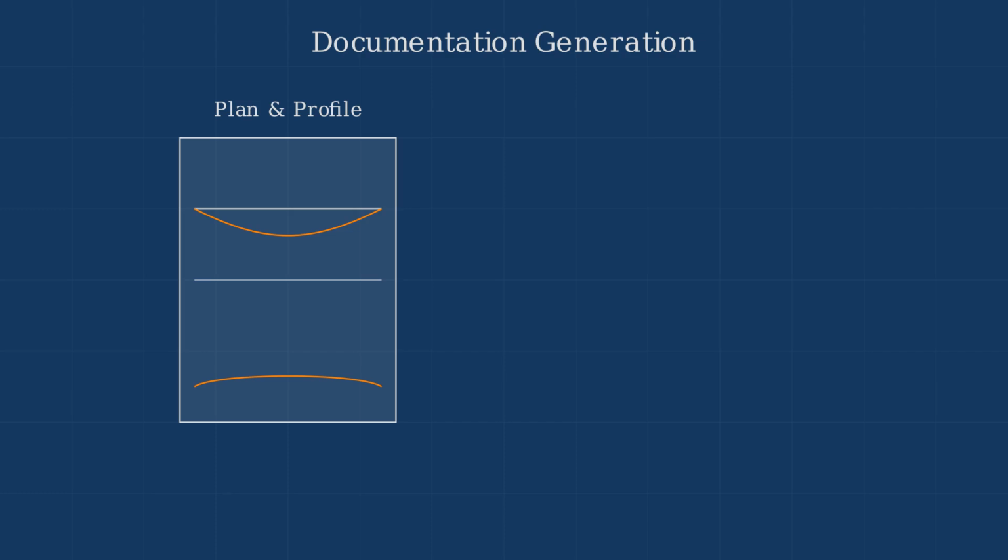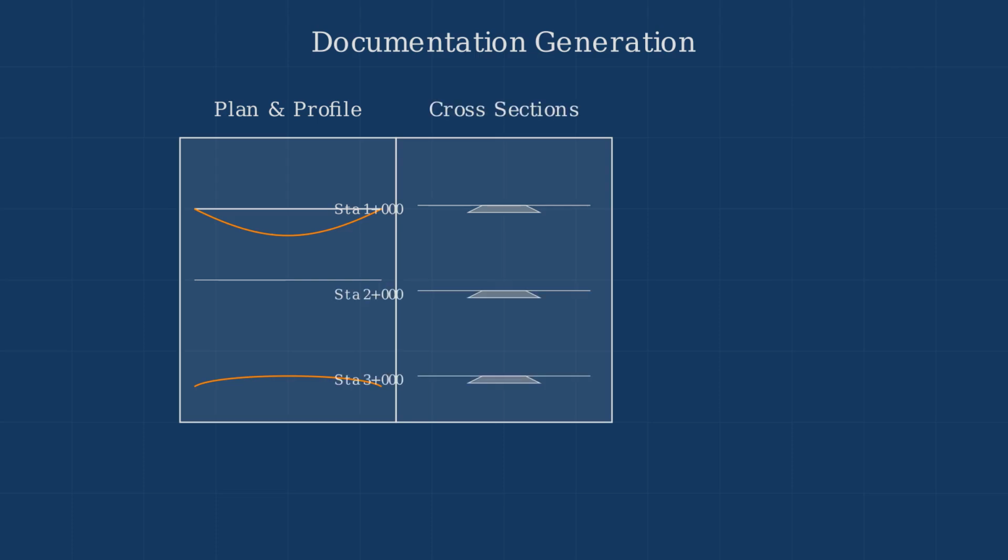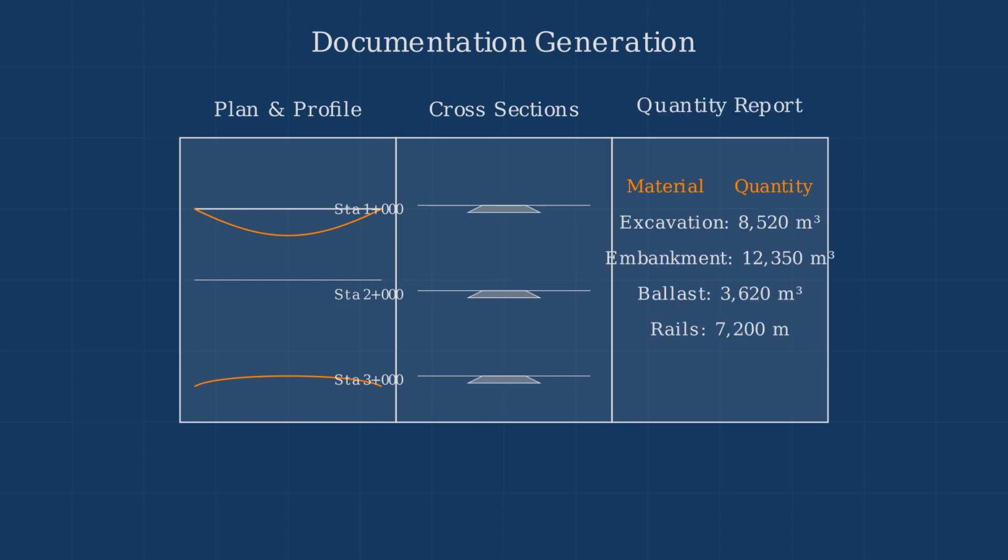Plan and profile sheets show both the horizontal alignment and elevation changes along the route. Cross-section sheets display the track structure at critical points along the alignment. Quantity reports provide detailed material estimates for construction, including excavation volumes, embankment fill, ballast, and rail requirements.